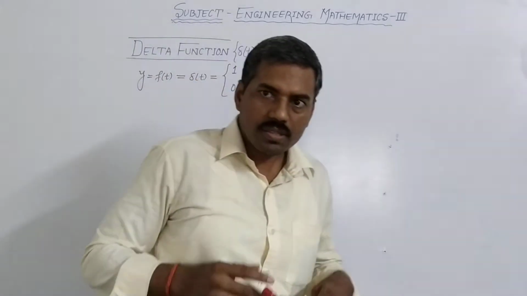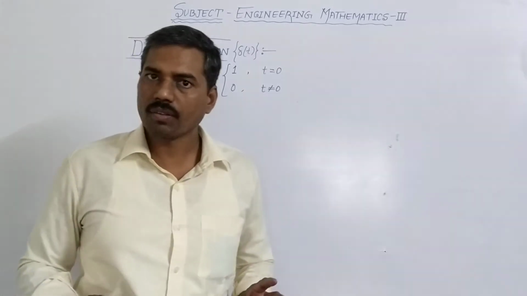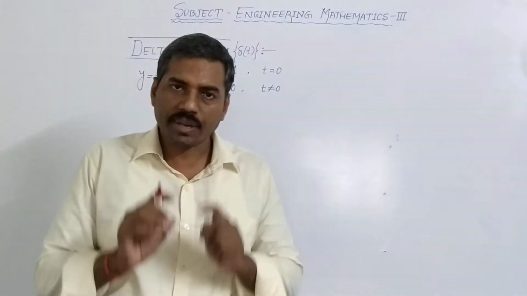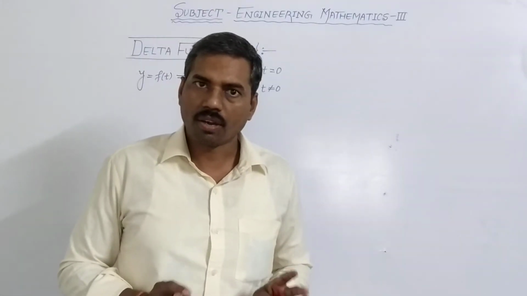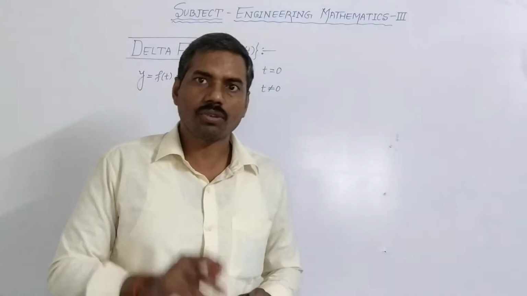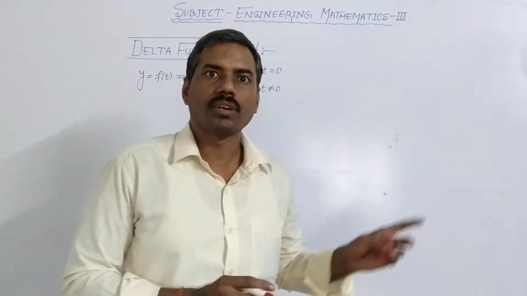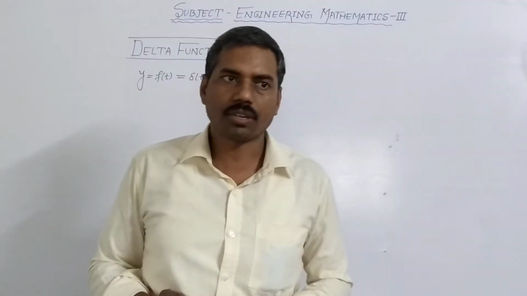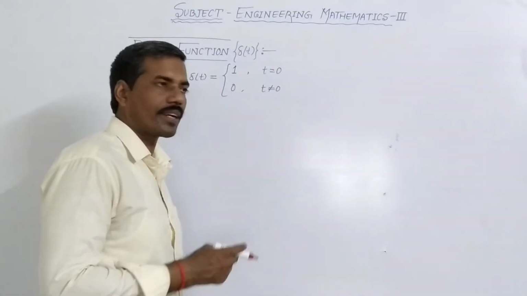Let us draw the graph of this function. For that, we have to find different points with their coordinates. After fitting those points on the x and y axes, we will get the graph of this function, known as the delta function. Let us draw the graph of delta t.